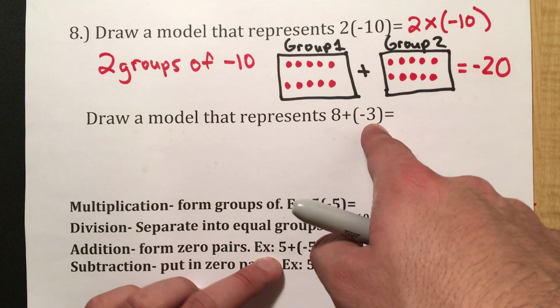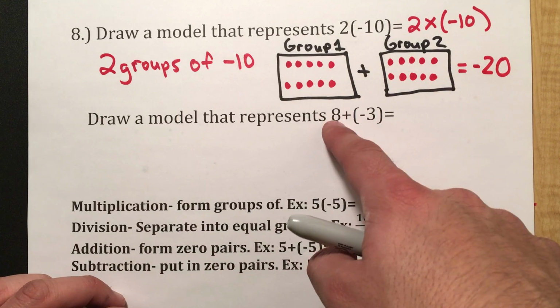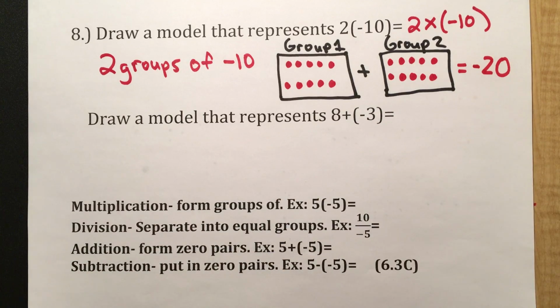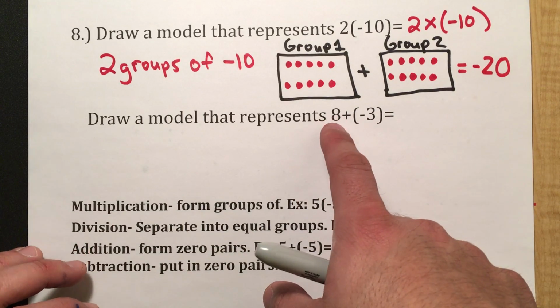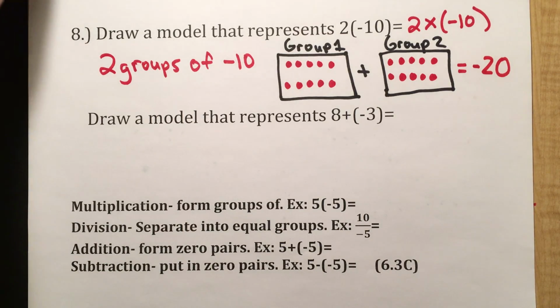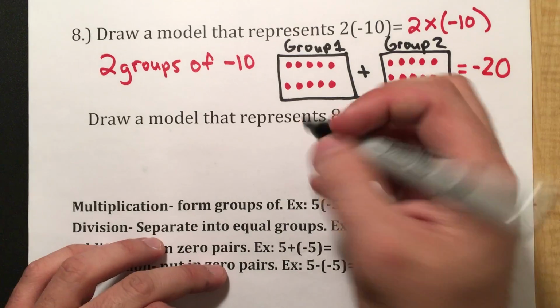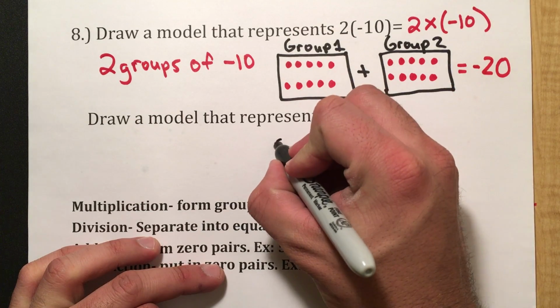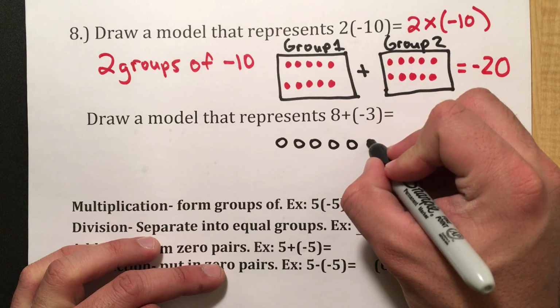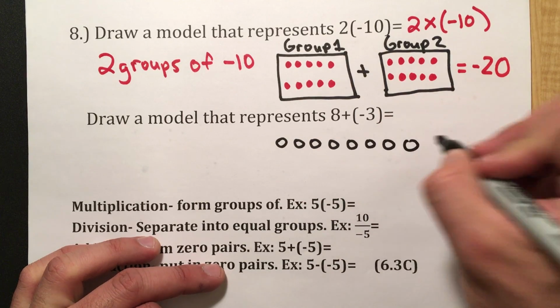Whenever we have a number and a plus sign, and another number in parentheses, that means we're going to add them. So whenever we're adding positives and negatives, we have to form zero pairs. Every positive and negative cancels out. So let's start by representing those 8 positives. I'm just going to create some circles here. We have 8 positives: 1, 2, 3, 4, 5, 6, 7, and 8.